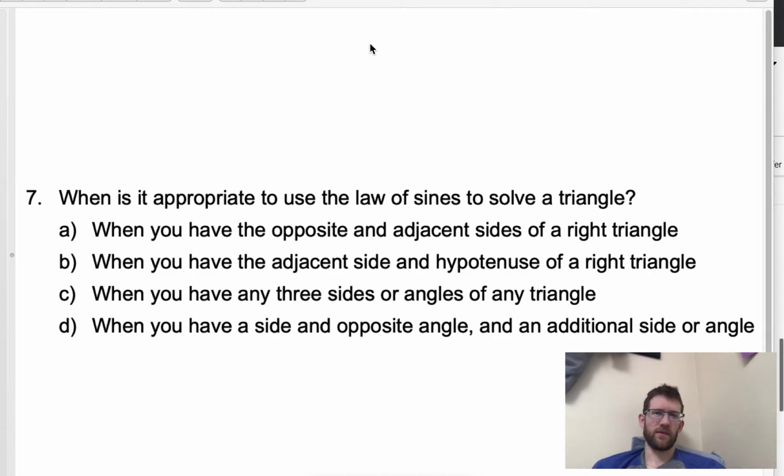Number 7. About 72% of you guys got this one correct. When is it appropriate to use the law of sines to solve a triangle?